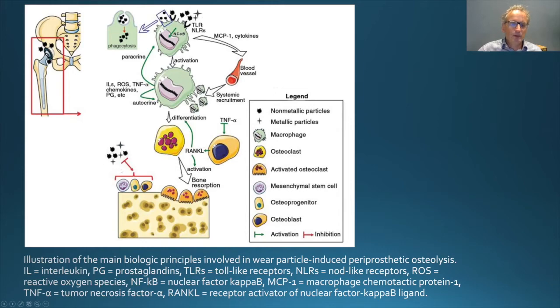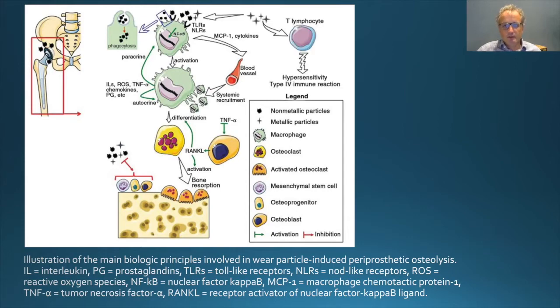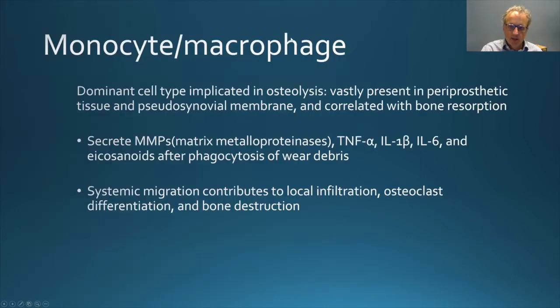The particles also act on the cells themselves, activating the osteoblasts, the osteoclasts, and mesenchymal stem cells to cause more bone resorption. So basically the usual bone turnover is put much more in favor of bone resorption. That's for normal particles, but metal particles also have this type 4 immune reaction via the T lymphocyte. So looking at each cell in part, there's a few complicated slides, so bear with me.